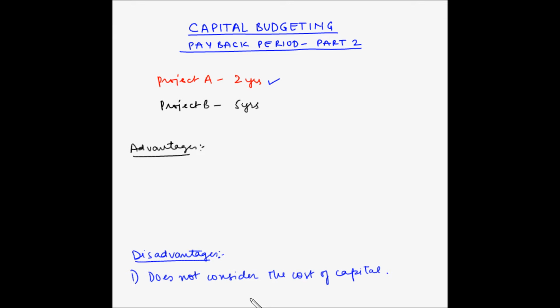This shortcoming of the payback method is overcome by the discounted payback method, which we will be discussing in a subsequent video. Another important drawback of the payback method is that it ignores the cash flows that are paid or received after the payback period. So basically, as we have seen in part 1, it only considers the cash flows till the original investment has been recovered, but does not take into consideration the cash flows beyond that payback period.